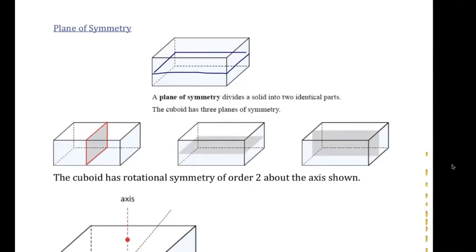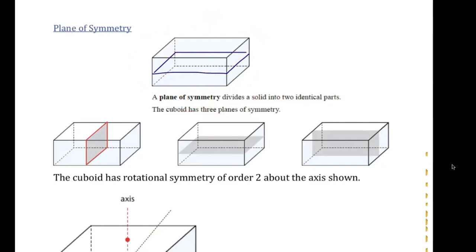For example, if I have this cuboid and if I cut it in half from the center, the top part is going to be separated and the bottom part is going to be separated. So yes, this shape has plane symmetry. A plane of symmetry divides a solid into two identical parts. The cuboid has 3 planes of symmetry.